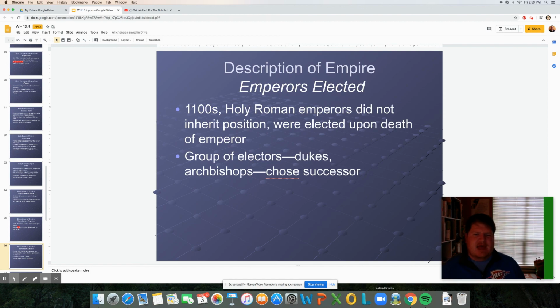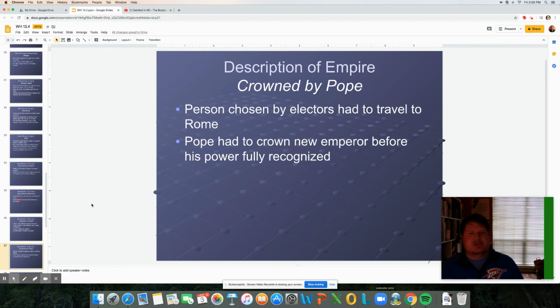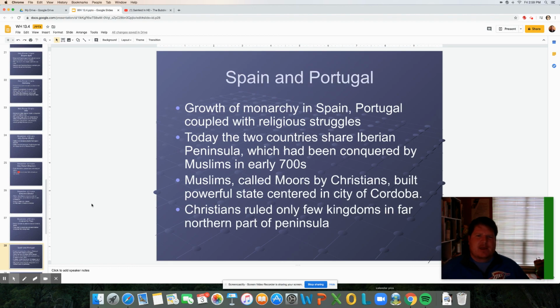We do see that in 1100, Holy Roman emperors did not inherit the position; they were elected. Upon the death of the emperor, a group of electors, dukes and archbishops, chose a successor. Things would change as they would be crowned by the Pope. The person chosen by the electors had to travel to Rome in order to do that, as the Pope would crown them and recognize them. So there was Germany and how it changed. Charlemagne's empire split into France in the west and Germany in the east, creating the Holy Roman Empire in what is now Germany.